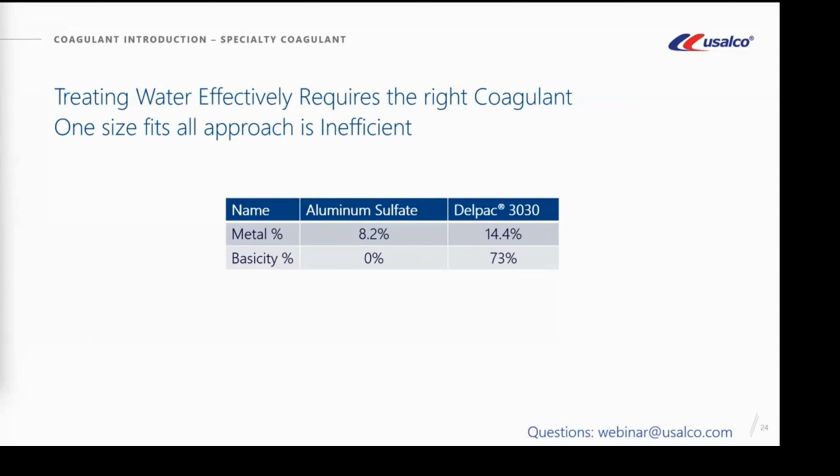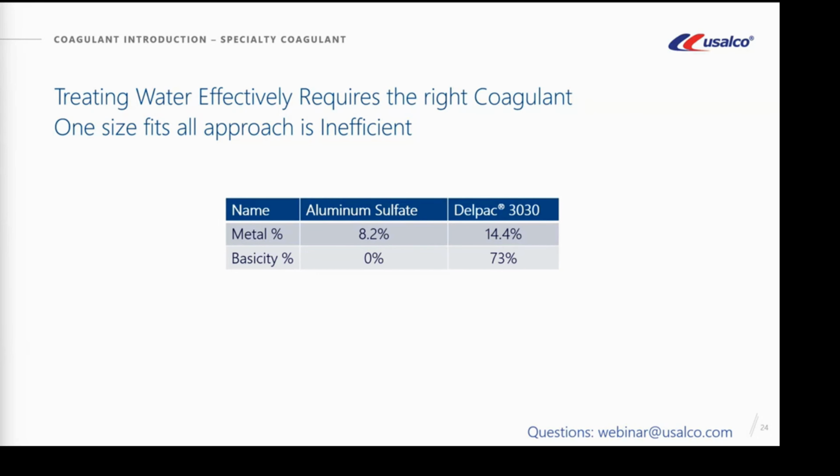So as an example, you can see here aluminum sulfate, which is one of the most prevalent coagulants on the market. Alum has a low metal content for a coagulant with no basicity. While this product performs in a wide range of applications, it is rarely the most efficient available option. DelPAC 3030 is a Usalco specialty coagulant that works particularly well for drinking water treatment, and like alum, it also performs in a wide range of geographies. And where the basicity is optimal, it can outperform an alum program.